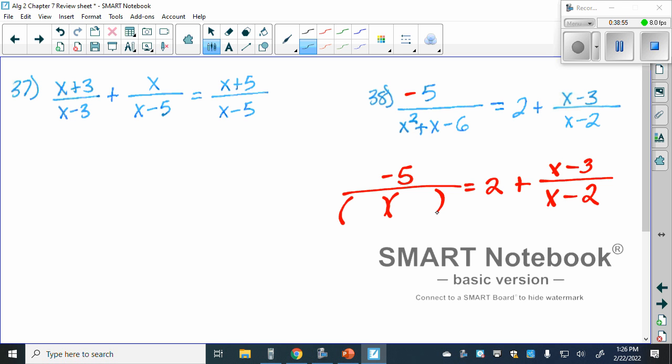Now the denominator that we do need to factor is this one here. And it works out that we have x plus 3 times x minus 2. So that is telling me that x cannot be negative 3 or 2, because if x is negative 3 or 2, one of those denominators would be 0. That doesn't work.